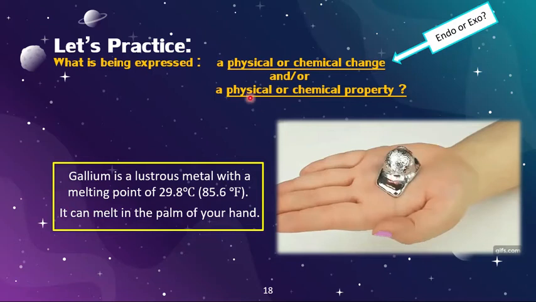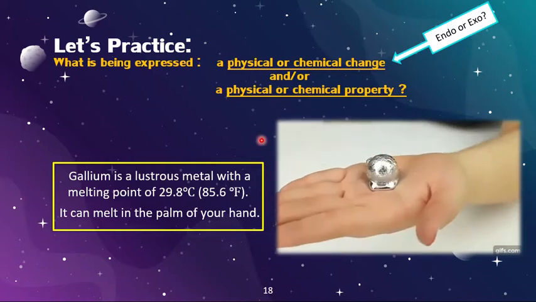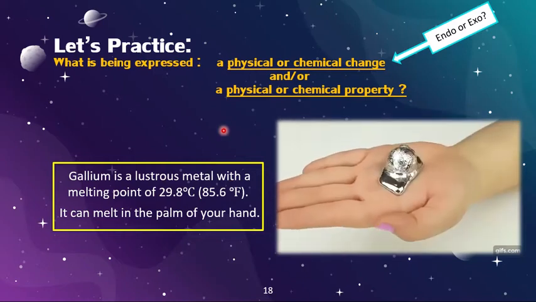Now we can ask ourselves, is it a physical or chemical property? Well, given this information here, we've got gallium is a lustrous metal, a shiny metal, and you can clearly see that it's shiny here. And the melting point is also listed. So those are both physical properties. So now that we've established that, we're going to ask ourselves another question.